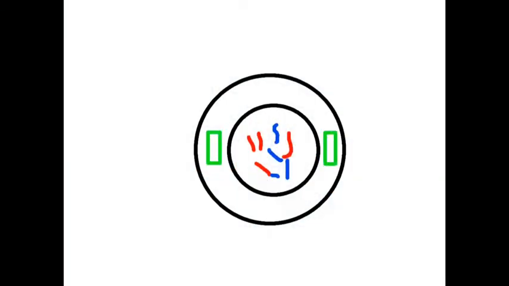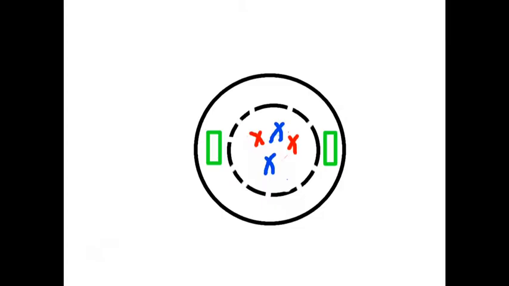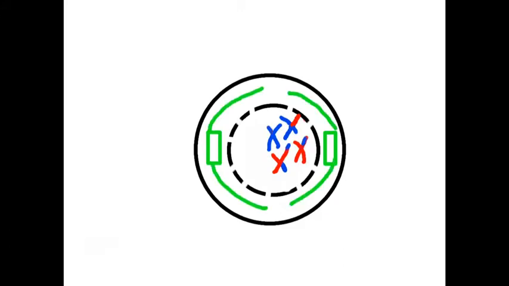Interphase occurs before meiosis, where again the DNA is replicated. In prophase 1, the chromosomes find their homologous pairs within the nucleus, and those pairs share genetic information. This is called crossing over.